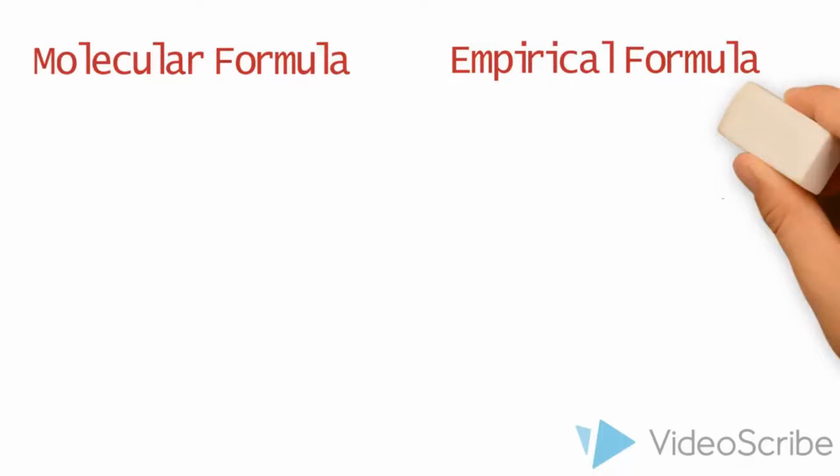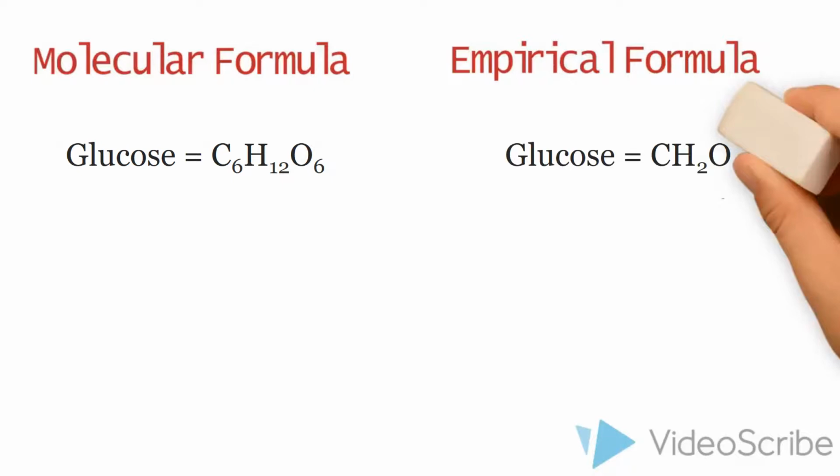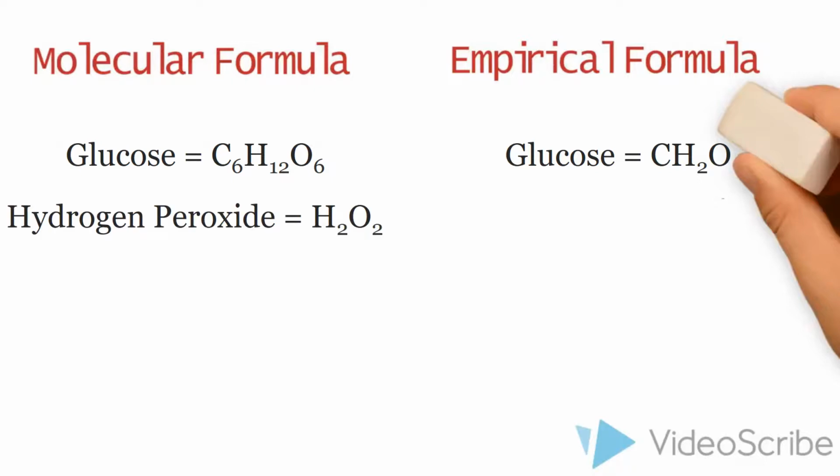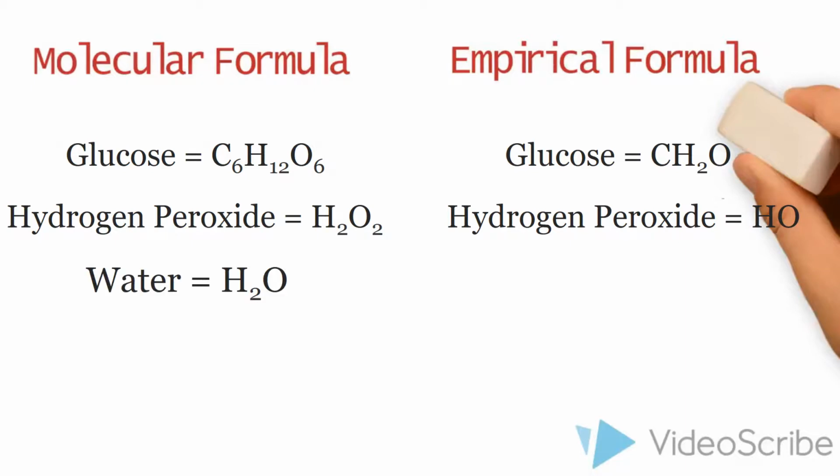Let's take a look at some examples. In the molecular formula, glucose is represented as C6H12O6. In the empirical, it is written as CH2O. Hydrogen peroxide is written as H2O2 and then is written as HO in the empirical. Sometimes the two formulas can be the same, one example being H2O for water.